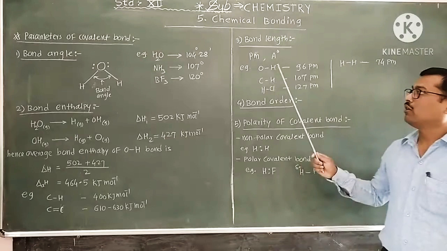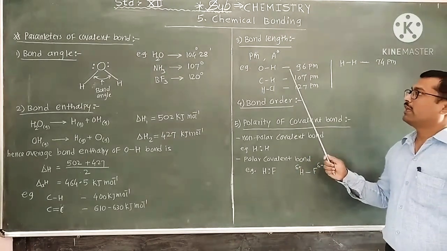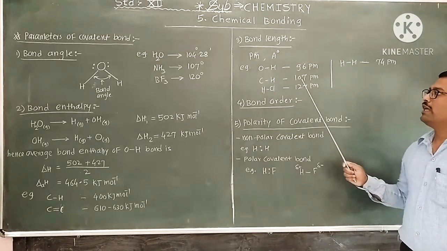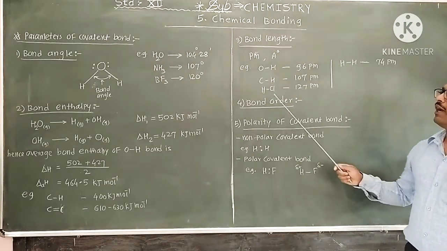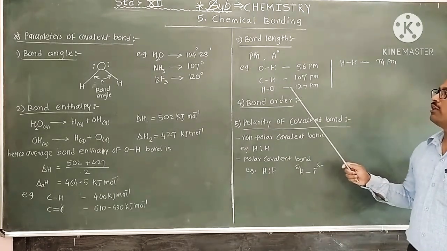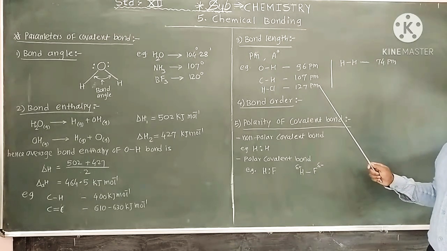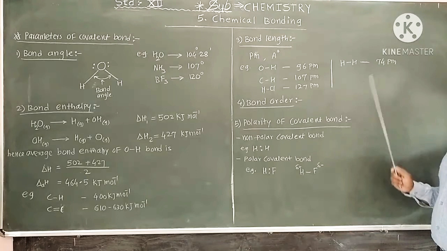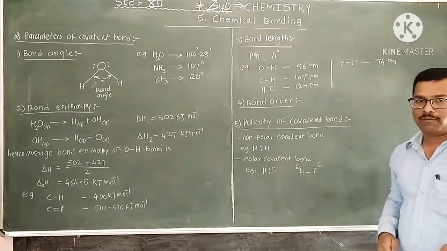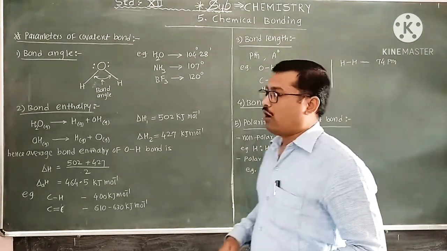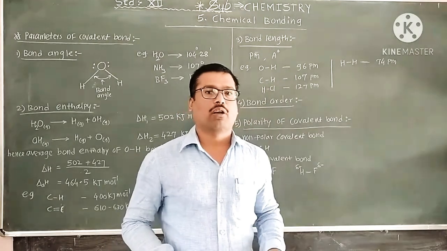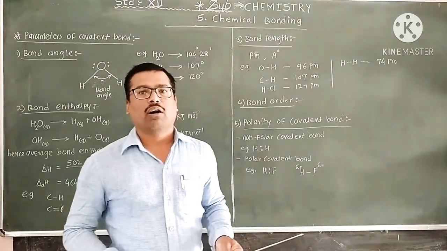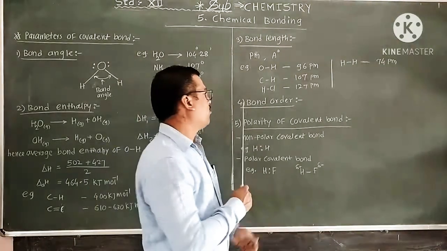For example, oxygen hydrogen bond length is about 96 picometer, whereas carbon hydrogen is about 107 picometer, hydrogen and chlorine is about 127 picometer, and hydrogen hydrogen bond length is about 74 picometer. These are the bond lengths of particular covalent bonds. Next point is bond order.